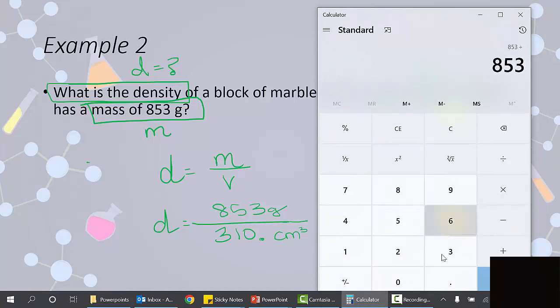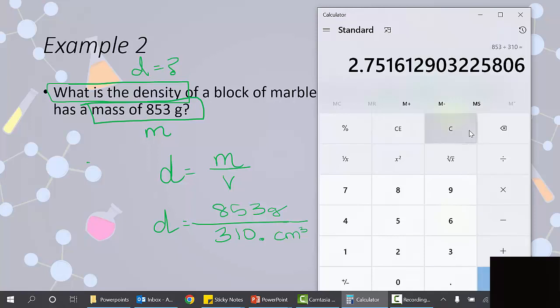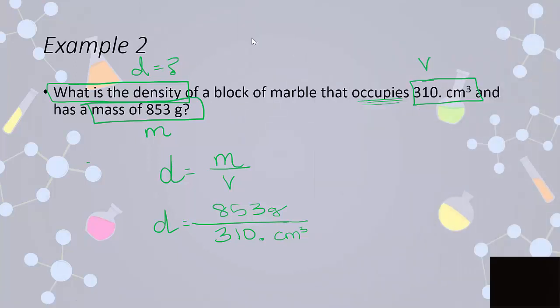853 divided by 310, decimal. Okay, again, we get a big long number. I'm going to write down that big long number and then we'll round it off to the right number of sig figs. So the numerical answer is 2.751612... keeps going.